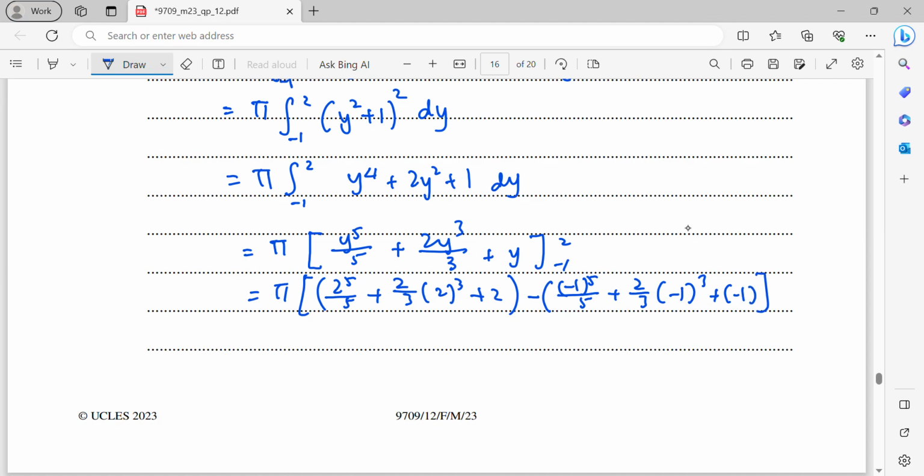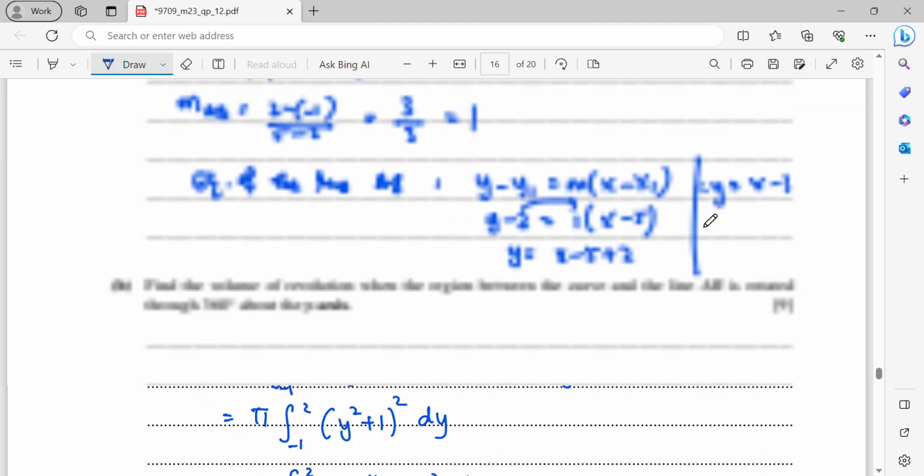Okay, so from here, the first one is going to be 206 over 15. And then minus the second one, the second bracket is going to be plus 28 over 15. Alright, then you will be getting 78 over 5 pi. That is our V1.